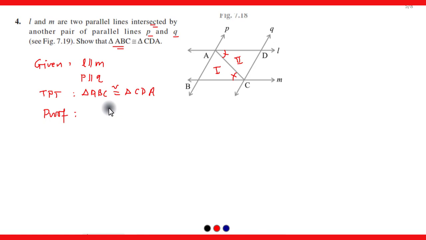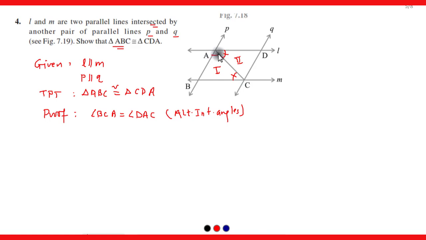So here we will write that angle BCA is equal to angle DAC. Reason is given, or we can say it will be more clear, alternate interior angles. So these two are the alternate interior angles. Then the next is BAC.